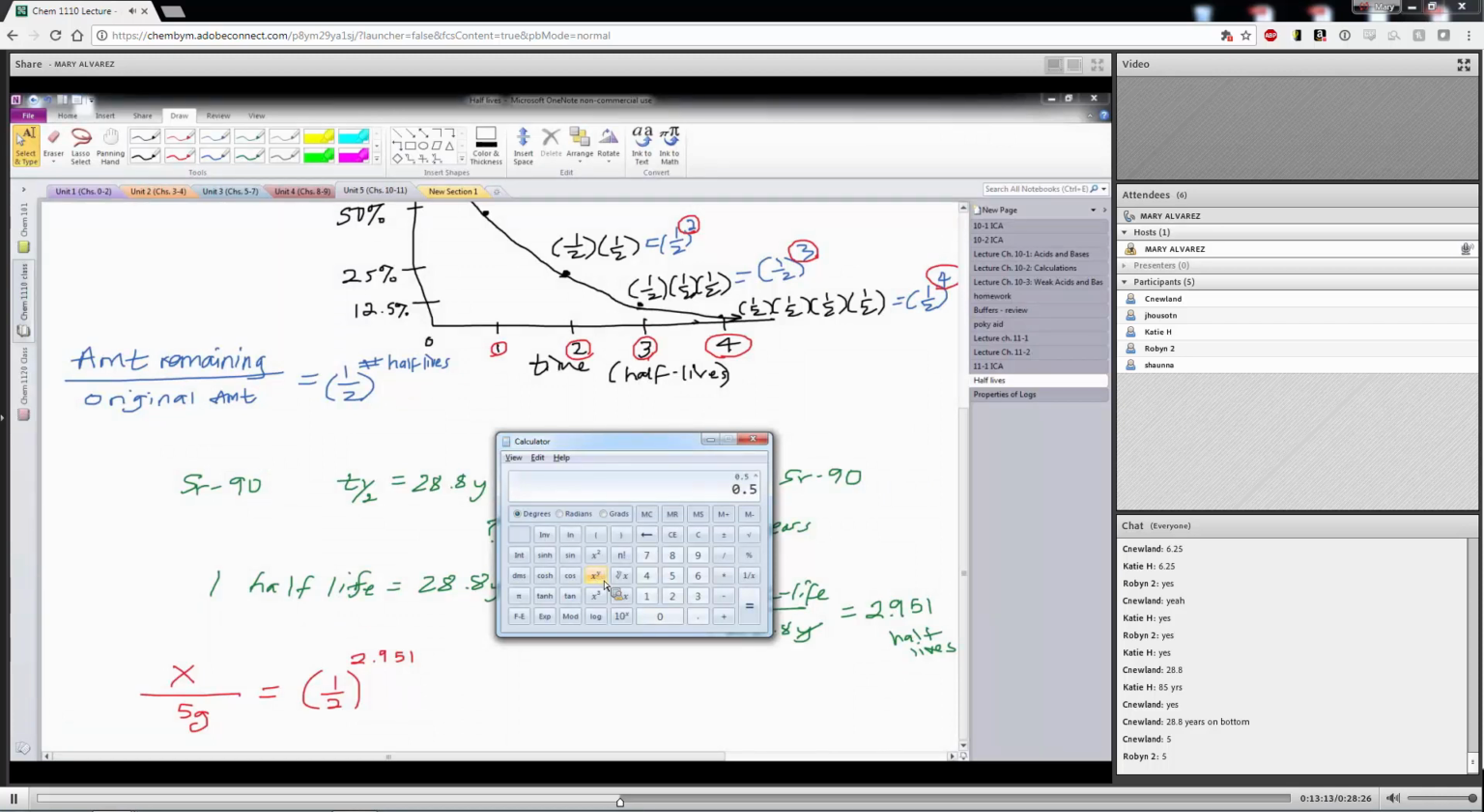And then I'm going to hit that button and it's going to say, all right, what's your y? That's a little caret. So if you don't have the x to the y button, look for the caret and then you can just put in 0.5 caret and then you can put in the other number directly, 2.951. So 1/2 raised to the 2.951 gives me a value of 0.1293.